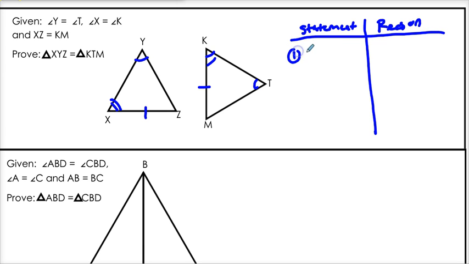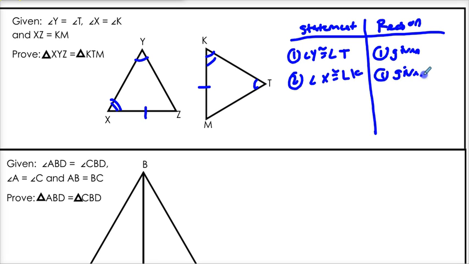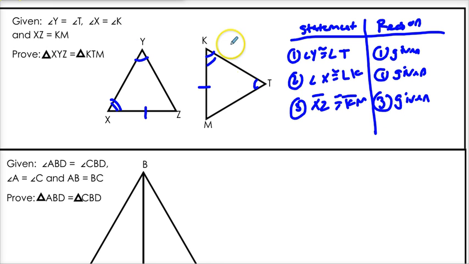What do we know? One, I know angle Y is congruent to angle T. How did I know that? It was given to us. Two, I know angle X is congruent to angle K. How'd I know that? It was given to us. I promise it will not always be given. And three, side XZ is congruent to side KM. And how'd I know that? That was also given to us. I'm telling you, you're going to enjoy that. You're going to think back to these days where everything was given and be like, that was easy.